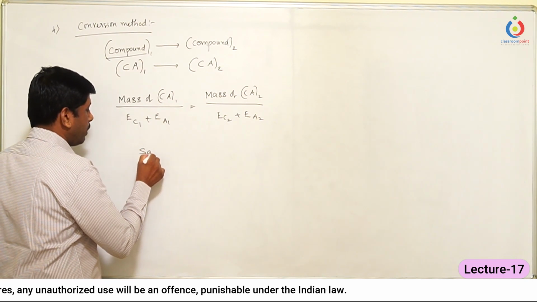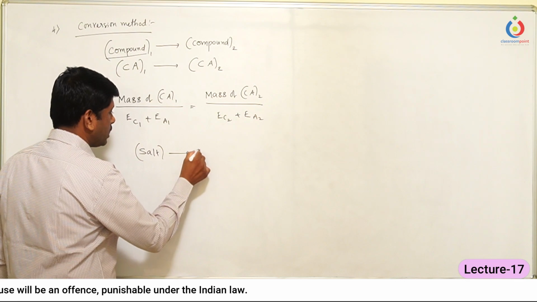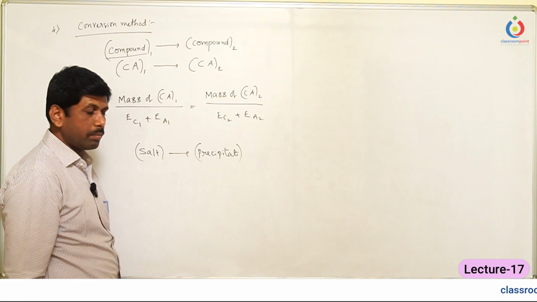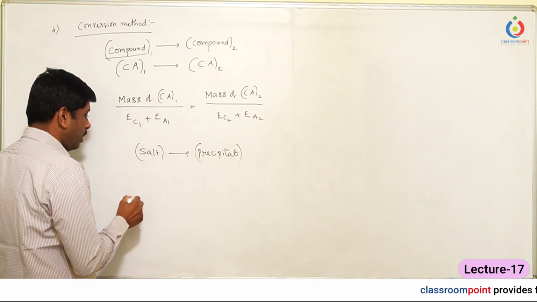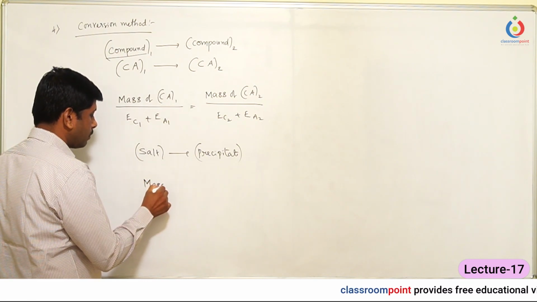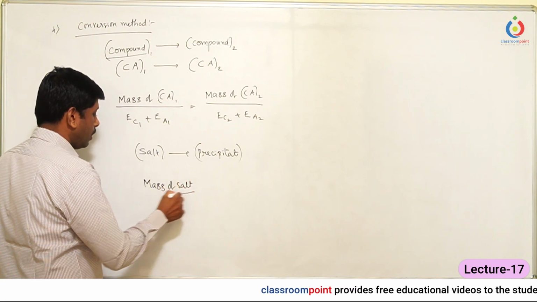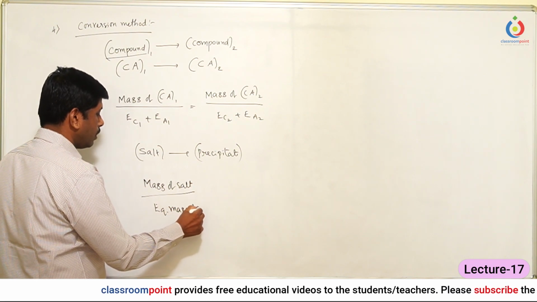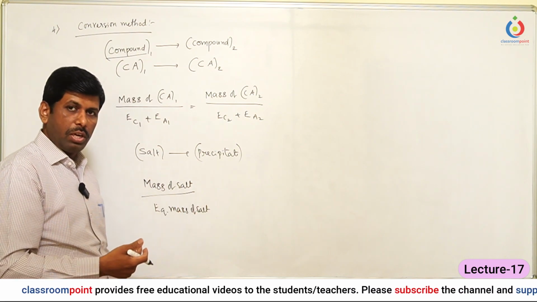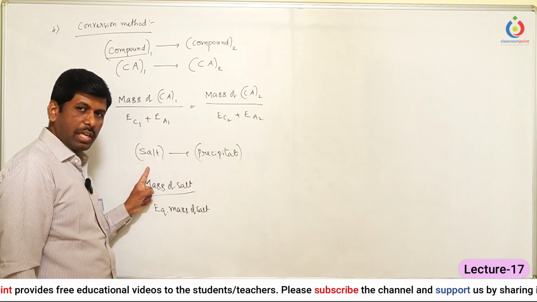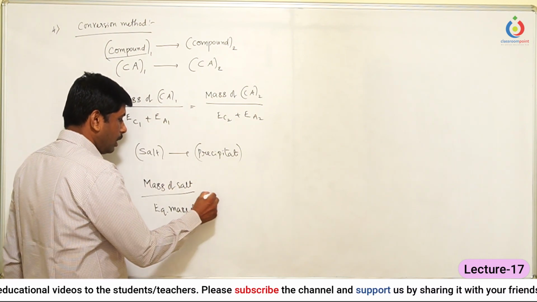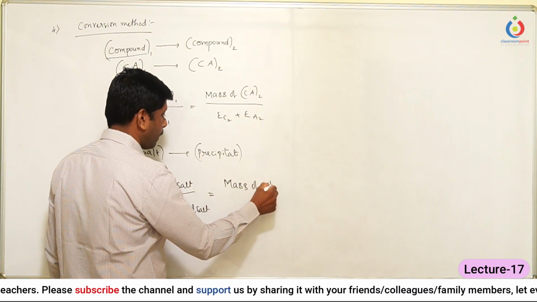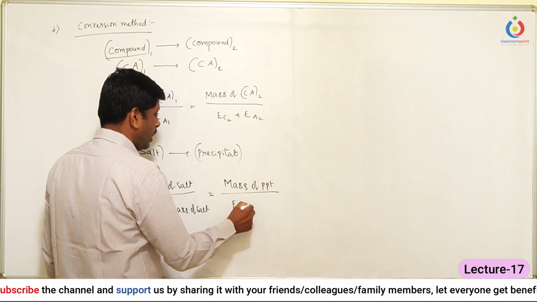Now, for example, in a particular question, a salt is converted into some other precipitate. Then in such cases we write the mass of salt divided by the equivalent mass of salt. If you know the equivalent mass of the salt directly, you write it down, or else the equivalent mass of the cation plus the equivalent mass of the anion, equals the mass of precipitate divided by the equivalent mass of precipitate.